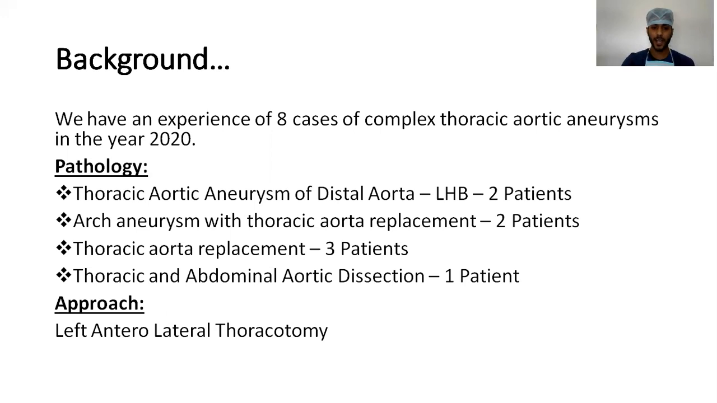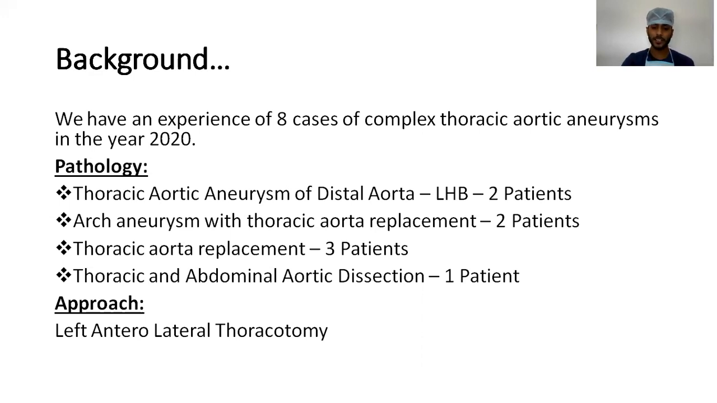First one is thoracic aortic aneurysm of the distal aorta, which we did with the help of left heart bypass, for 2 patients. The second category is arch aneurysm with thoracic aortic replacement, for 2 patients. The third one, thoracic aortic replacement, for 3 patients. And the final one, thoracic and abdominal aortic dissection, for 1 patient.